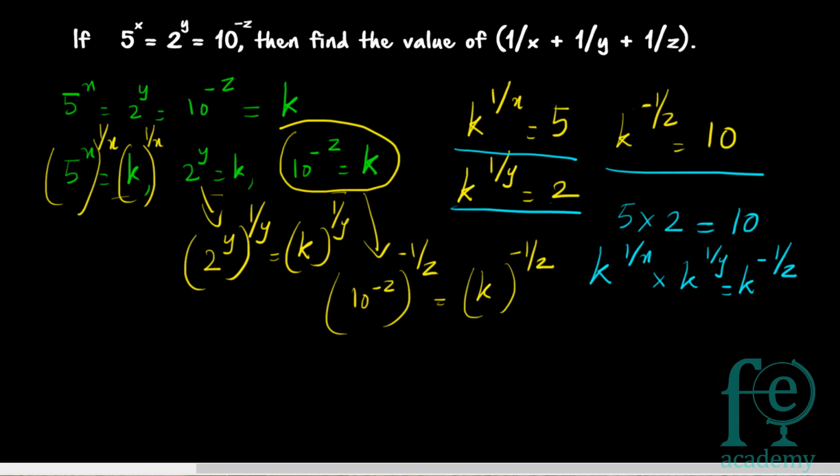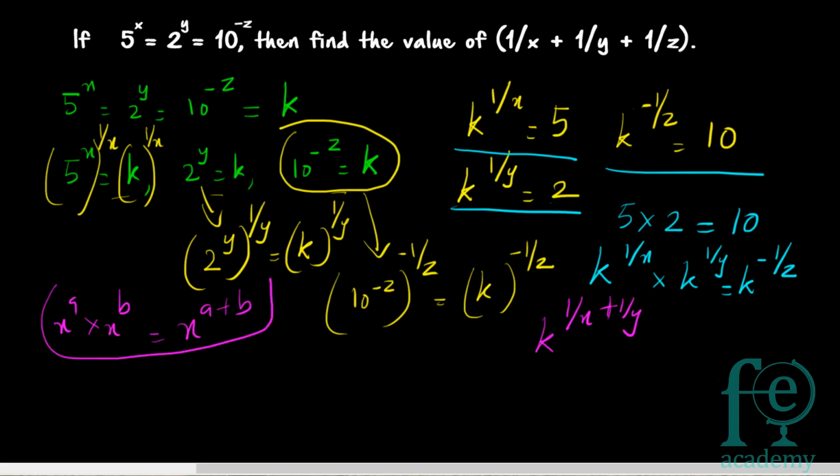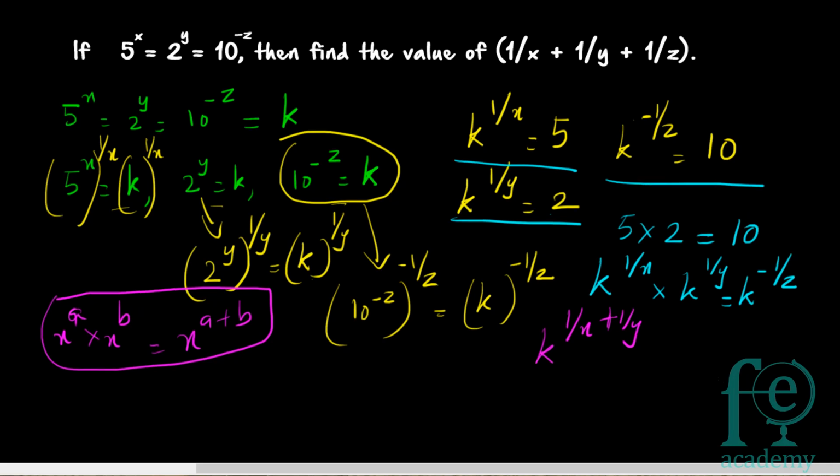So next step is, 5 into 2 is equal to 10. So you rewrote the expression in terms of k. So here, taking k as common, k raised to 1 by x plus 1 by y. You know, x raised to a into x raised to b is equal to x raised to a plus b. So that is a common expression. So here also you will be getting k raised to 1 by x into k raised to 1 by y is equal to k raised to 1 by x plus 1 by y. It is equal to k raised to minus 1 by z.